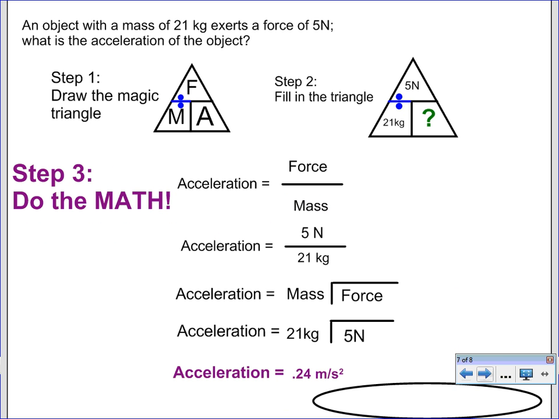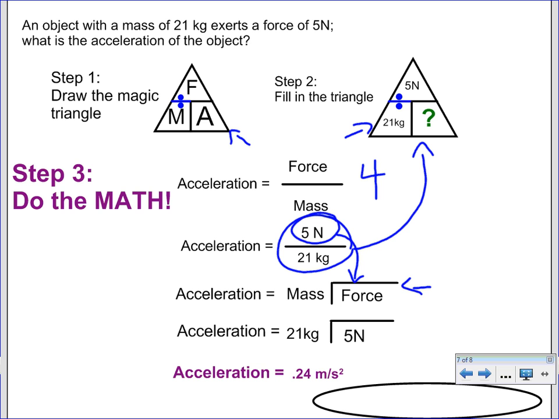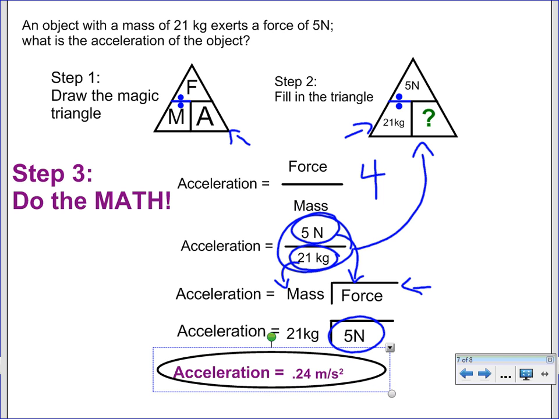Step 3, it's time to solve. Let's lay it out. First, let's write out our formula looking at our triangle. Then we need to fill in our formula. Now sometimes this way can be confusing, so we can write the formula the other way. Remember, the number on top, inside the box. The number on bottom, outside the box. When we write it, 5 goes inside the box, 21 goes outside. When we solve, we have 0.24 meters per second squared is our acceleration. We circled our final answer and we're ready to go. That car went pretty slow.